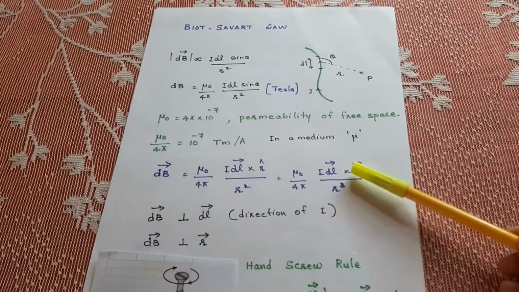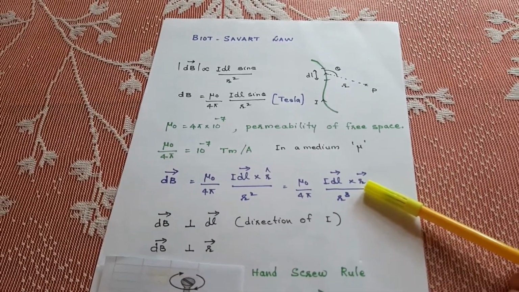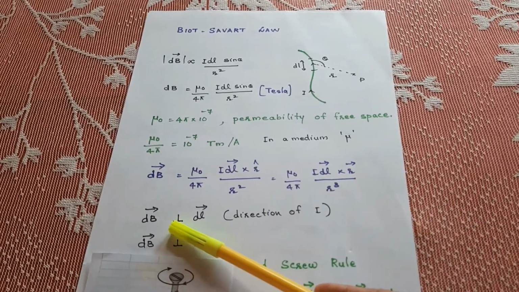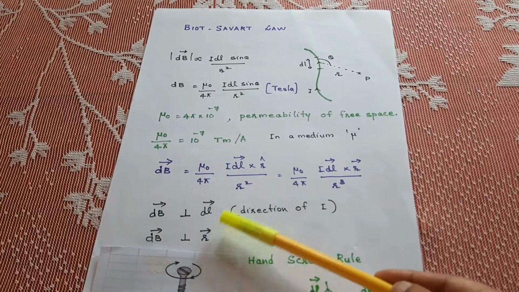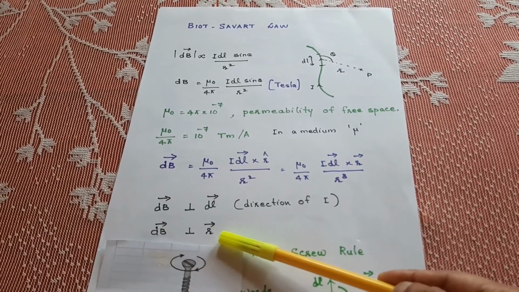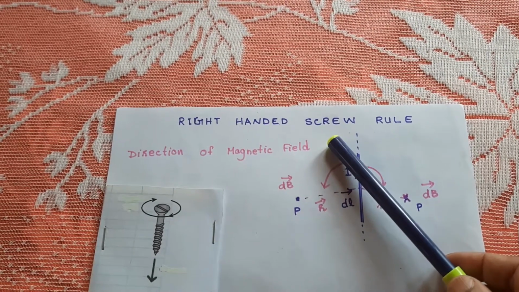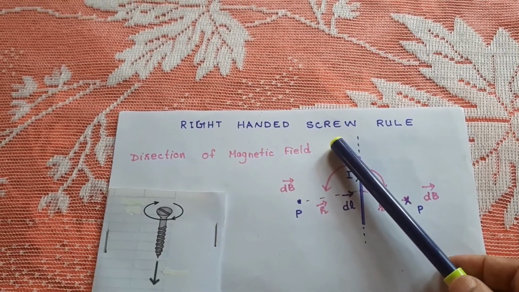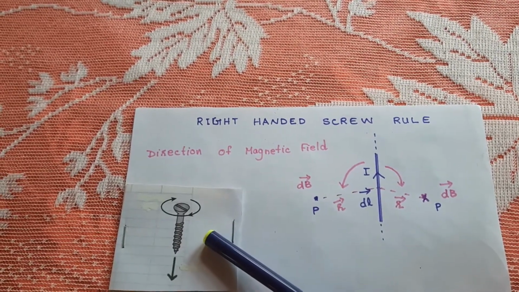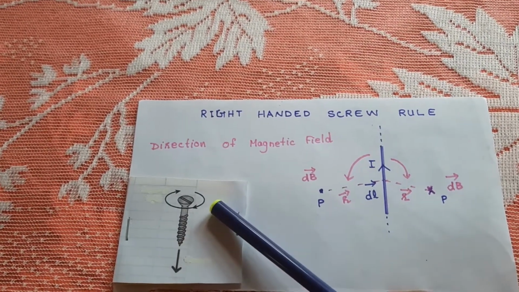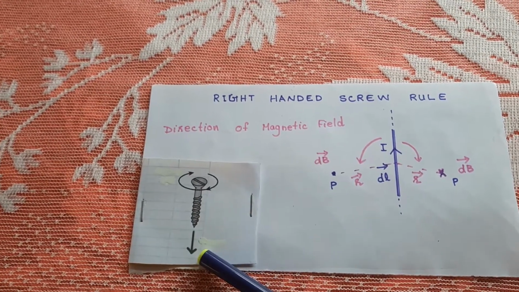Since it is the cross product of two vectors, dl and r, the magnetic field should be perpendicular to both the vectors dl and r. The direction of the magnetic field is given by right-handed screw rule. If a right-handed screw is rotated in the clockwise direction, the screw moves downwards.